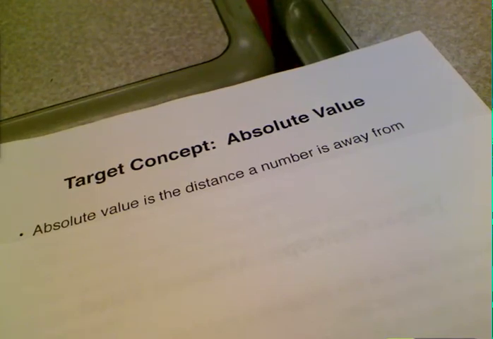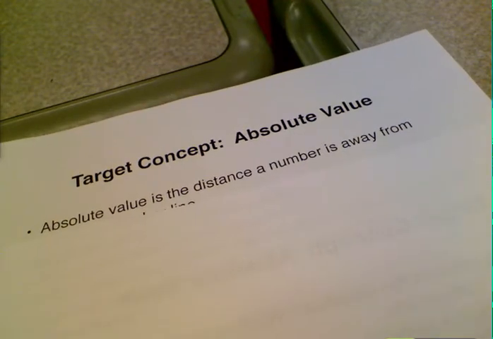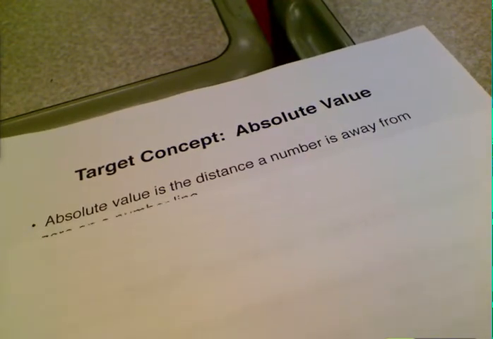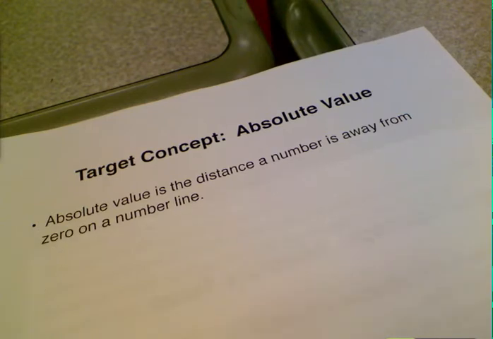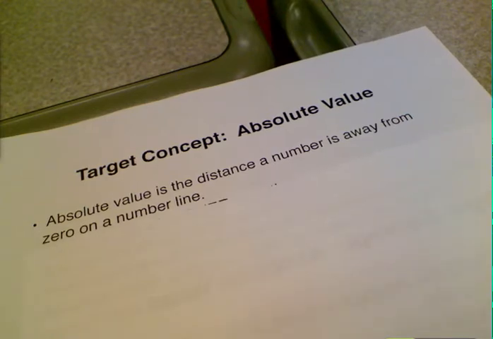Hi guys, today's lesson is over absolute value, and I just want to go over a few points with you. You don't need to write these down because they're already written down for you. First off, absolute value is the distance a number is away from zero on a number line. Think about that. Absolute value is the distance a number is away from zero on a number line.